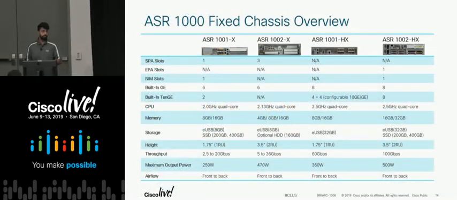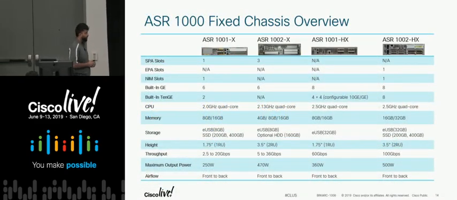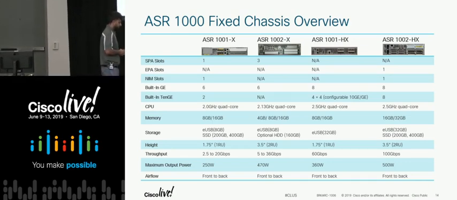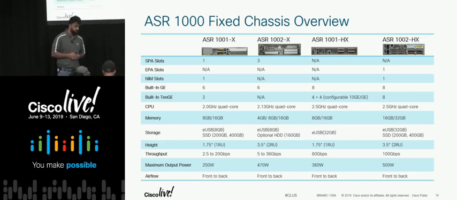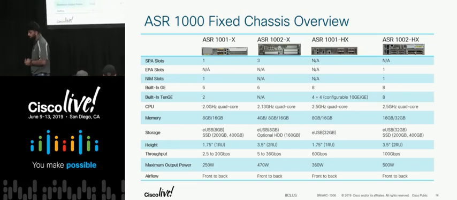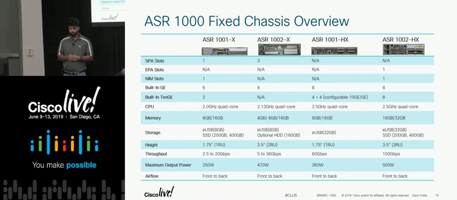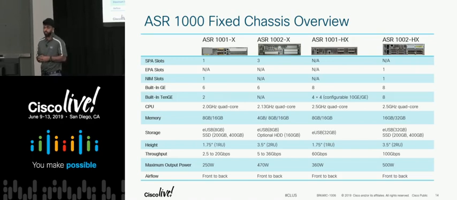And this table, again for your reference, is the chassis overview for the ASRs: the throughput, memory, CPUs, storage space, and the interfaces, SPA slots or EPA slots. Again, however, the shared port adapter or Ethernet port adapter is not supported yet. Only the fixed ports are being integrated for the SD-WAN solution.